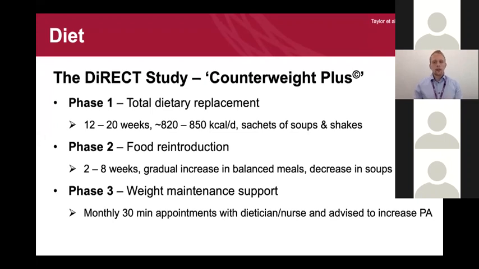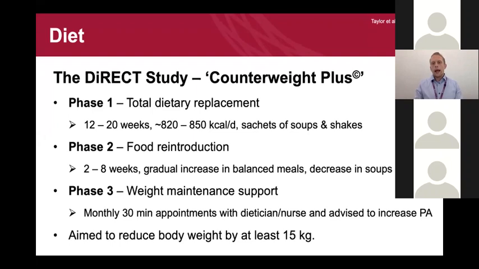So this was through monthly 30-minute appointments with dietitians and nurses, again, to provide nutritional and physical activity advice and make sure participants stayed on track. And they were also advised to increase their physical activity to a maximum of 15,000 steps per day. So the overall aim of the Counterweight Plus program is to reduce body weight by at least 15 kilograms.